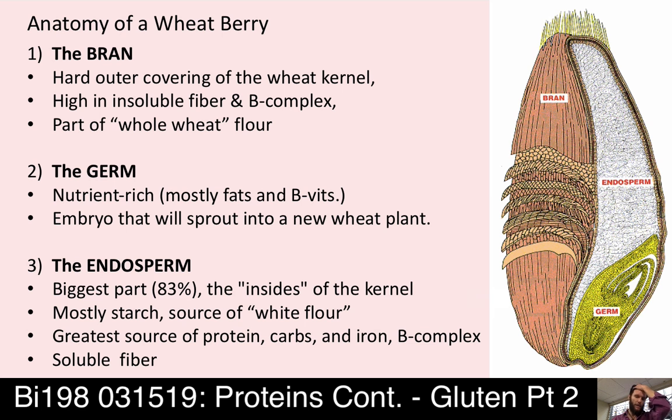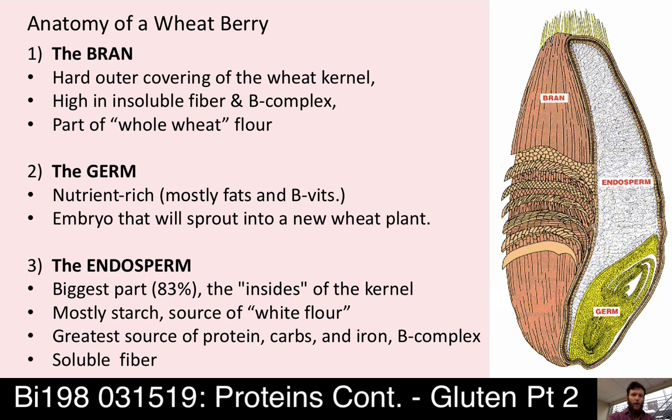But I am going to talk about the bran, the germ, and the endosperm, because particularly the bran and the germ are terms that you run into in the grocery store. Like wheat bran, or I'm going to go get some wheat germ and add it to my cereal. You don't really hear about the endosperm as much, but the endosperm is the part of the wheat berry that is the most commonly encountered, however.